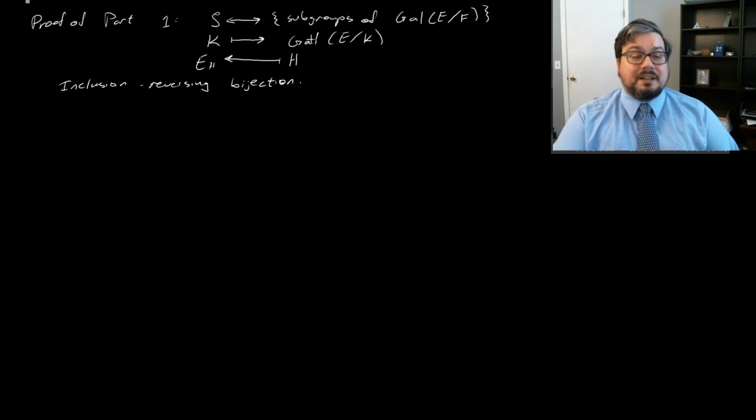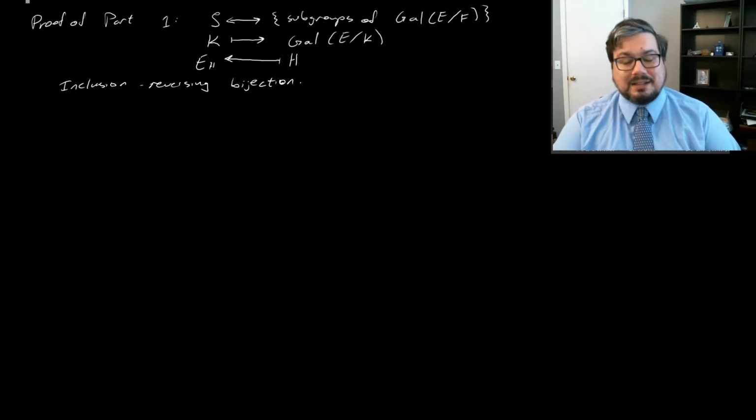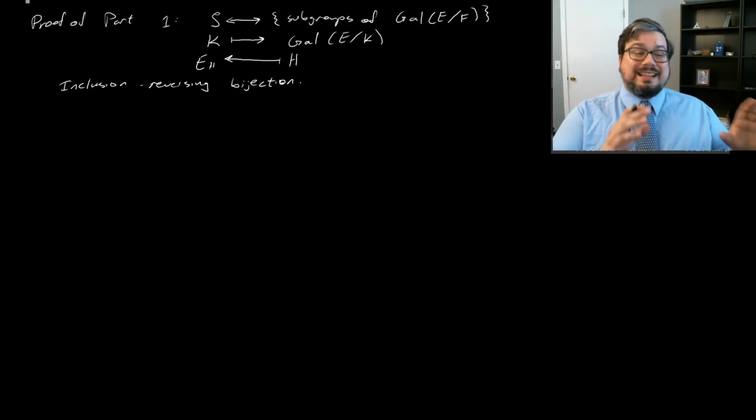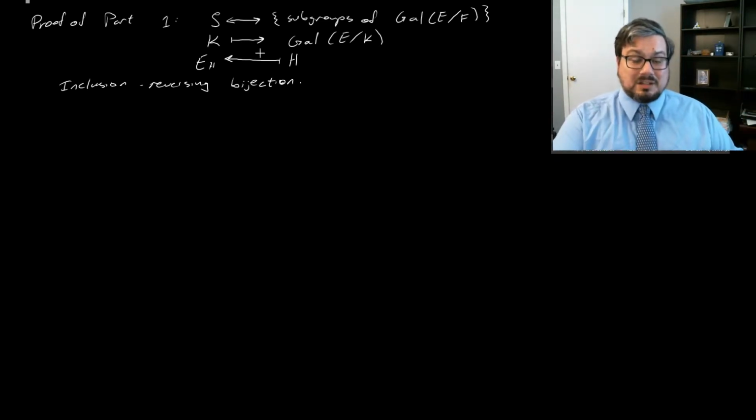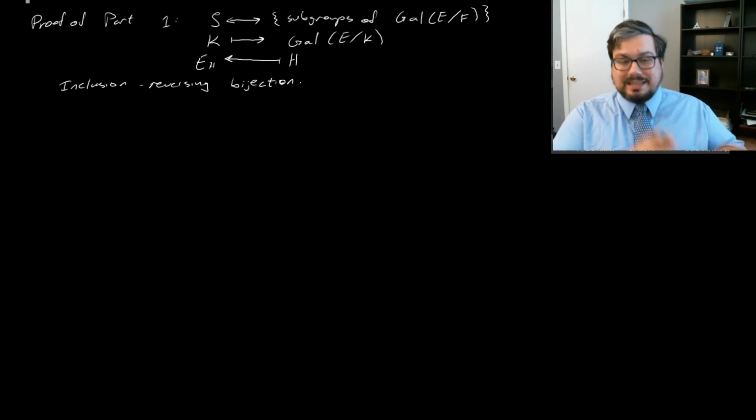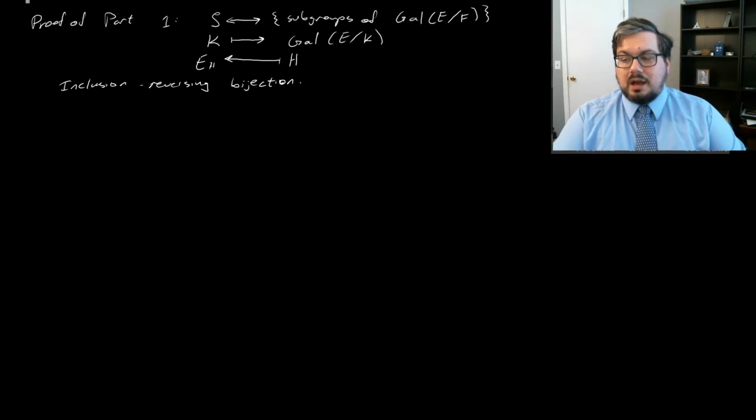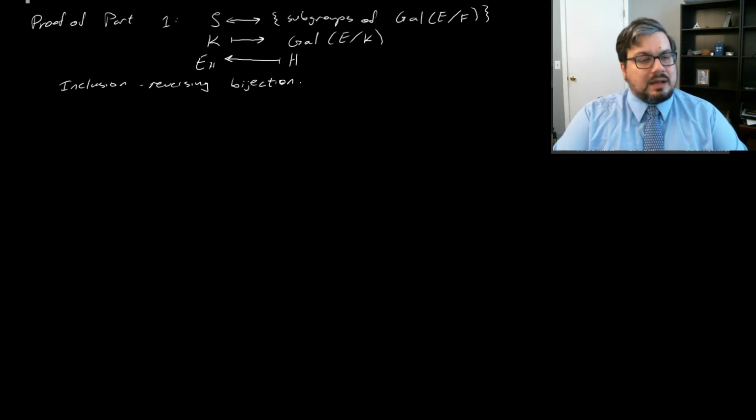And we're going to prove that just by showing that these two functions are inverses of each other. If we apply one and then the other, we get back to what we started with, and also in the other direction. We're going to start off just by proving that this correspondence is a bijection. The inclusion reversing part of it will be easy to see after we do that.